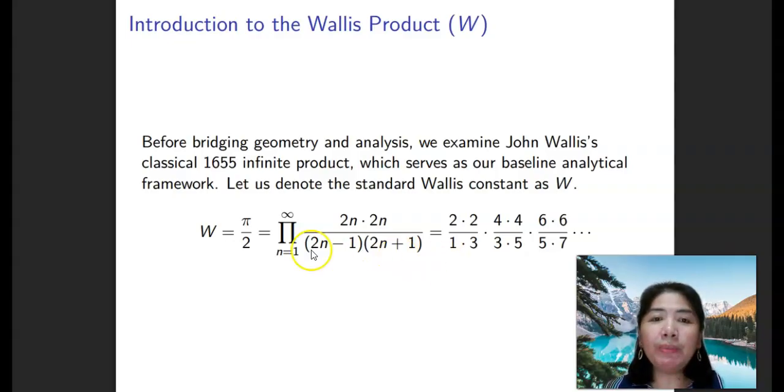And then upon performing the infinite product, we will be able to observe this pattern. For the numerator, we will have 2 times 2 times 4 times 4 times 6 times 6. And for the denominator, we have 1 times 3 times 3 times 5 times 5 times 7. And what did you notice? Okay, the pattern looks similar to what we have in the Modified Sierpinski Carpet, right?